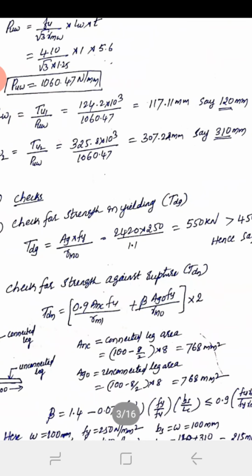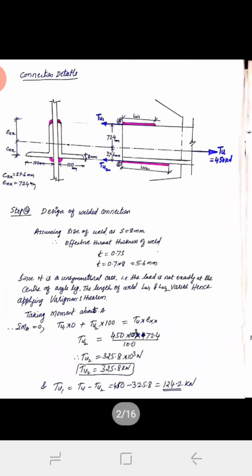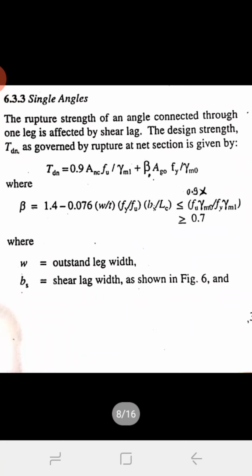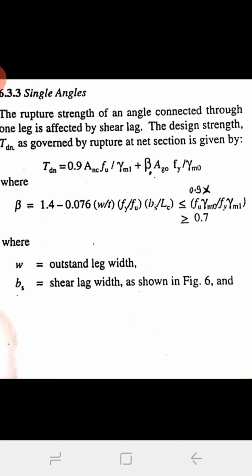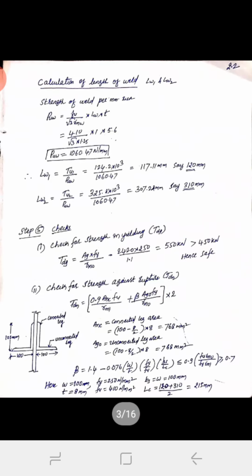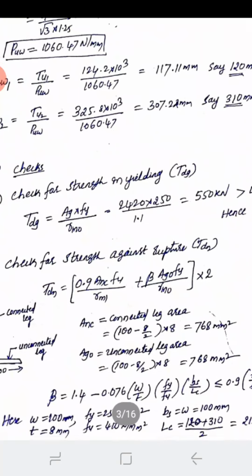But for TDN and all, as I mentioned, in the code, for single angles, the rupture strength of an angle connected through one leg is affected by shear lag. This is the formula we have to calculate the TDN, that is the rupture strength, and this formula is for one angle. Since you are designing a double angle, you have to multiply it by 2. Whatever strength you get, you have to multiply it by 2.